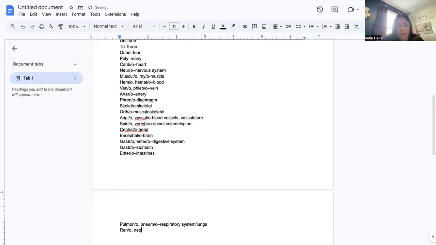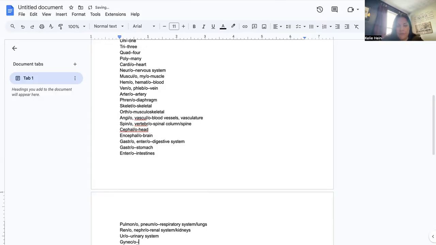Reno and nephro is going to be your renal system, which are your kidneys, okay? So a nephrologist is a kidney doc, okay? And we're going to go back to that suffix. If you're in renal failure, you're in kidney failure, okay? We talked about uro, right? So if we say urology, okay? It's going to be your urinary system.